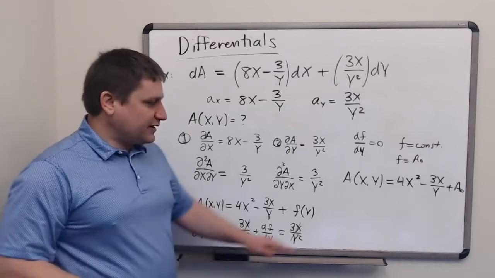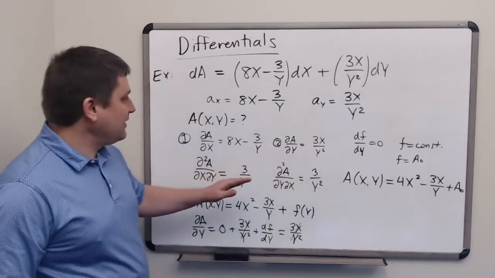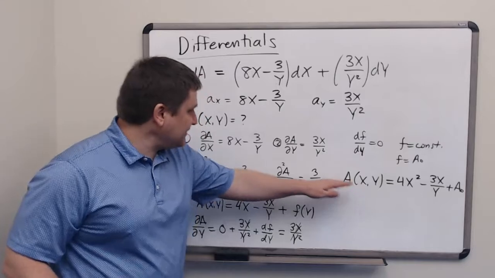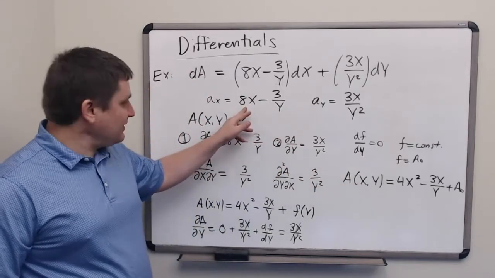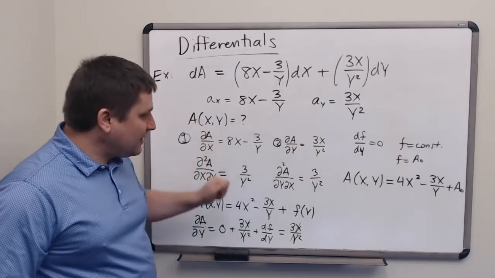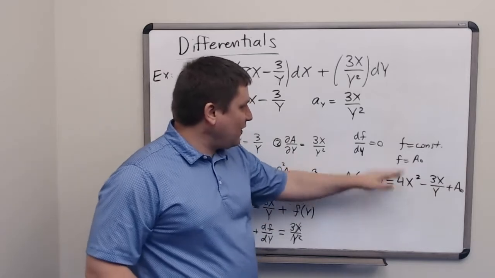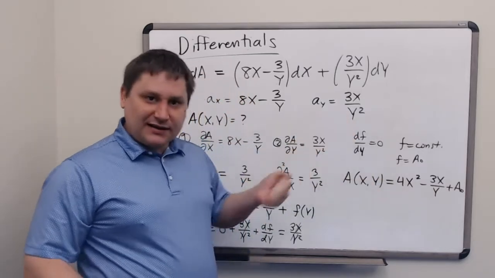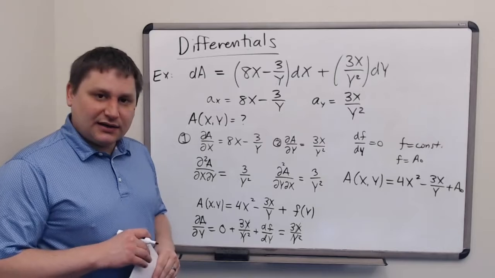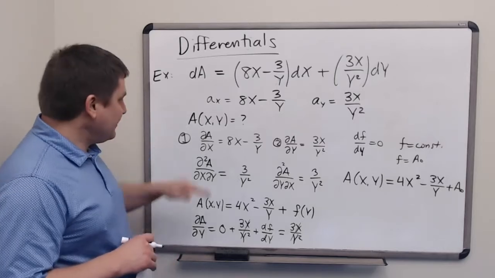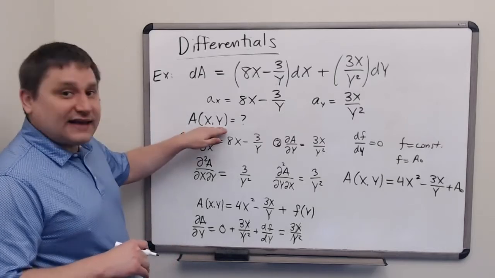Okay, so you can check this now, go back here. Is the partial with respect to x equal to 8x minus 3 over y? Yes. Is the partial with respect to y equal to 3x over y squared? Yes. So we found the solution, the most general solution to this exact differential.